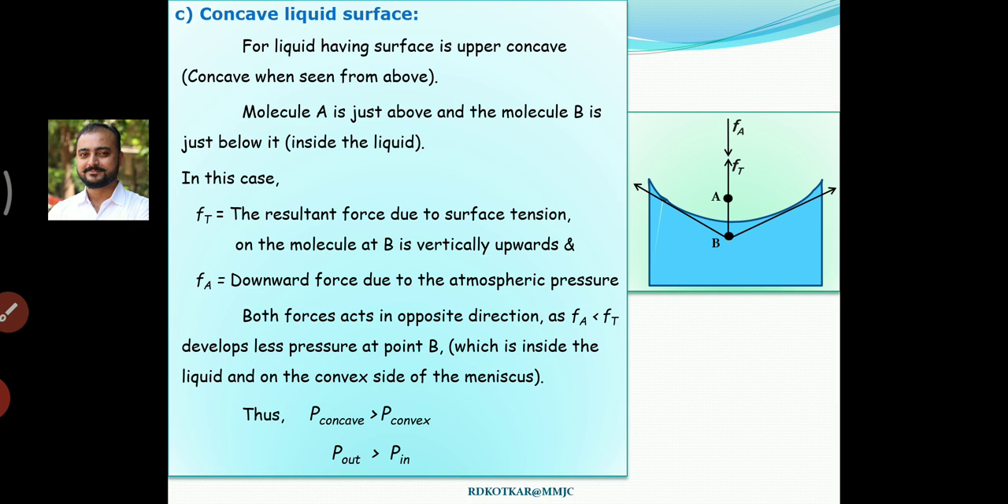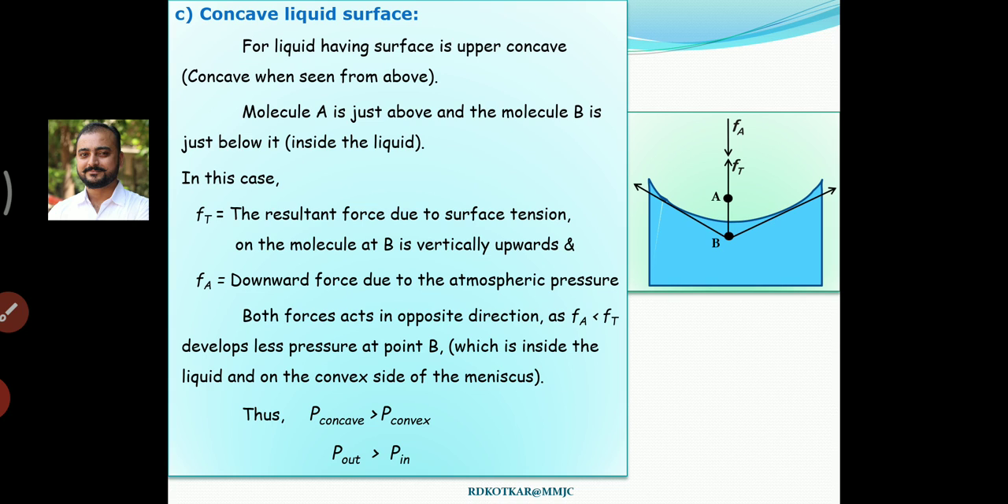So both forces act in opposite directions, and according to the vector, Fa should be less and Ft should be greater, and the result of this is that it develops less pressure at point B. Fa is less and Ft is greater, so the direction of the resultant force is upward. This means the less pressure will be created at position B, which is inside the liquid and on the convex side of the meniscus.